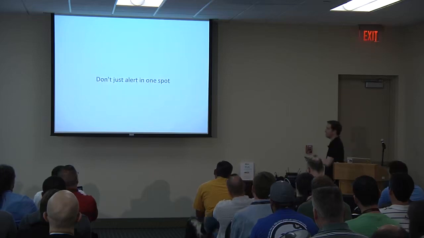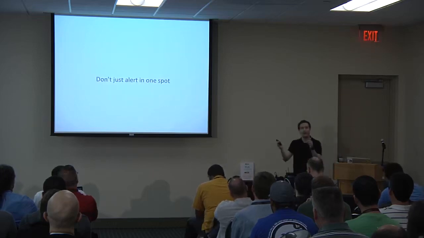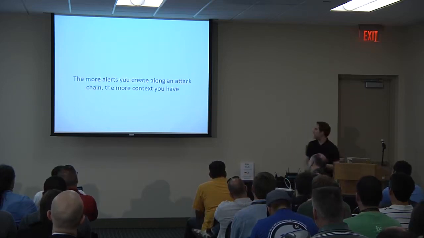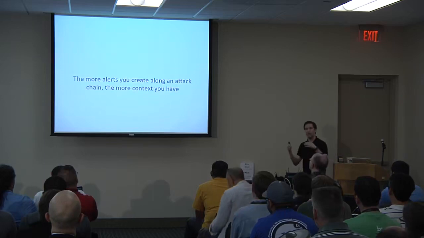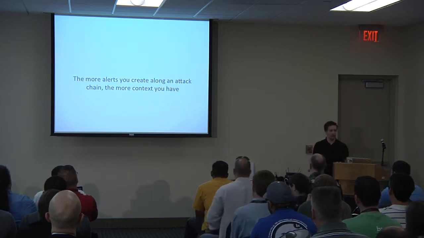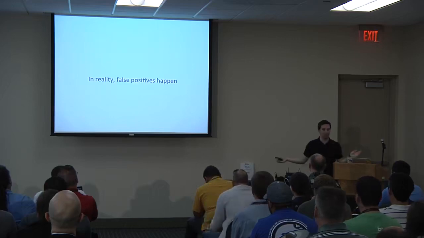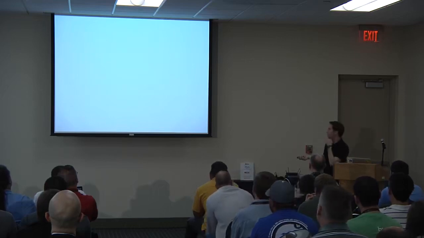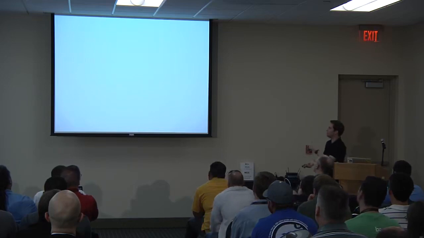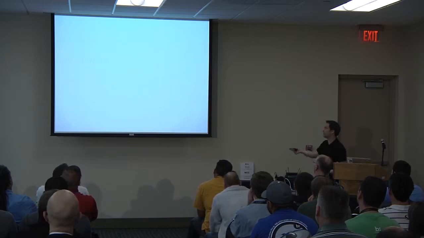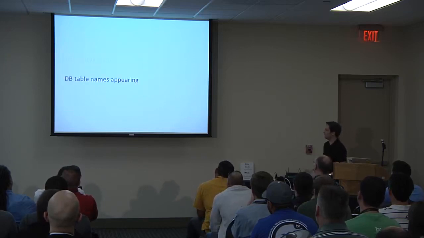The point of all this is not to just alert in one spot. All of these are interesting by themselves, but they're incredibly valuable in a chain. The more that you do, the more context you have when you start to look at it, and the more clarity you have. Because, like I said, false positives happen, and they happen all the time in production infrastructure. So, let's look at this from the alerts I was talking about here. You have a SQL syntax errors alert in place. That's deliberately gray. It doesn't go off. You have a database table names alert in place. It suddenly goes off.